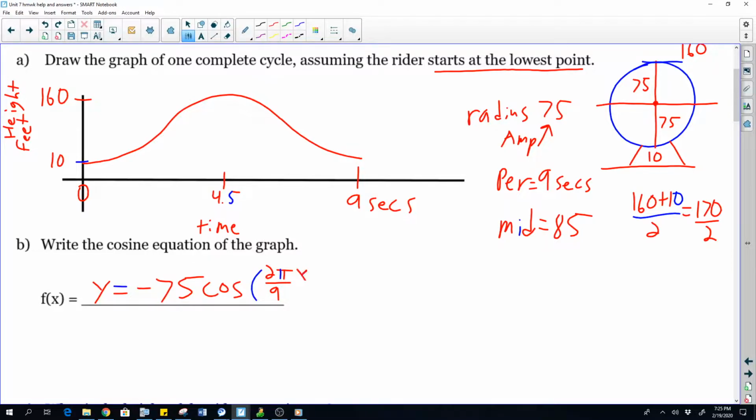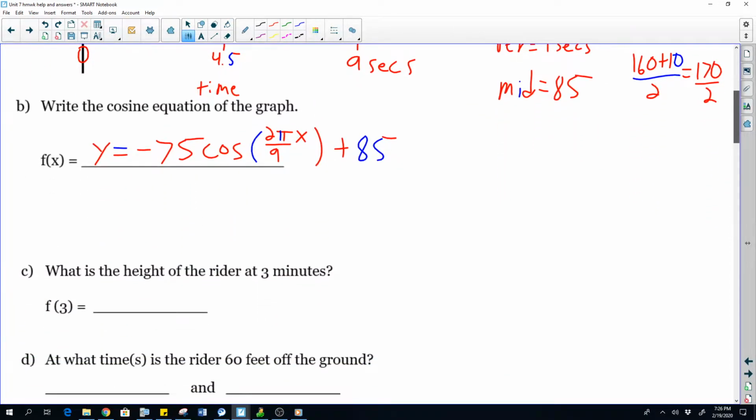But that's okay. So 2 pi x over 9, and then awesome. And then that's our period, and then plus our midline 85. Bada bing, bada bing, bada boom. Did you get that right? Remember to pause me. Try it on your own first. Don't just copy down. Pause me.